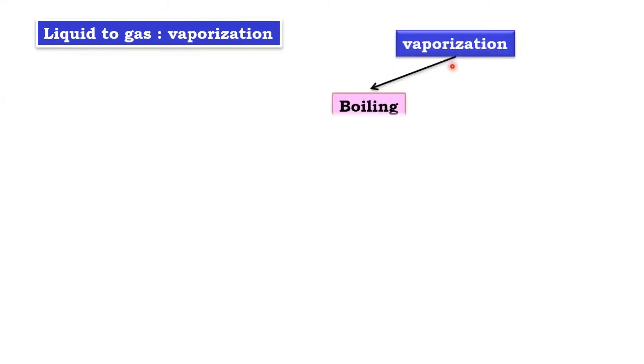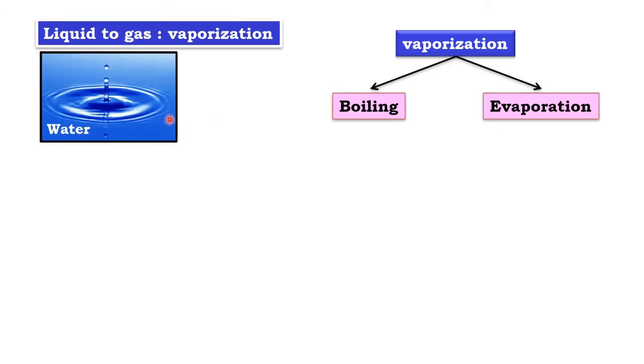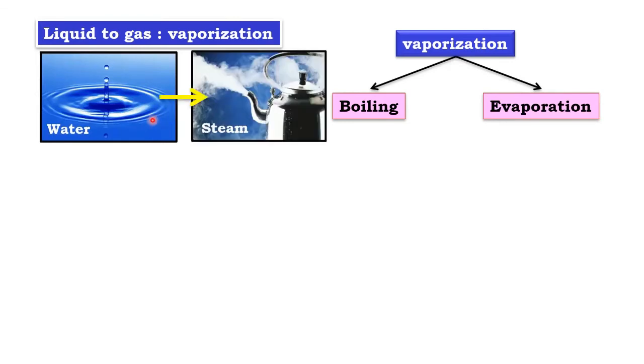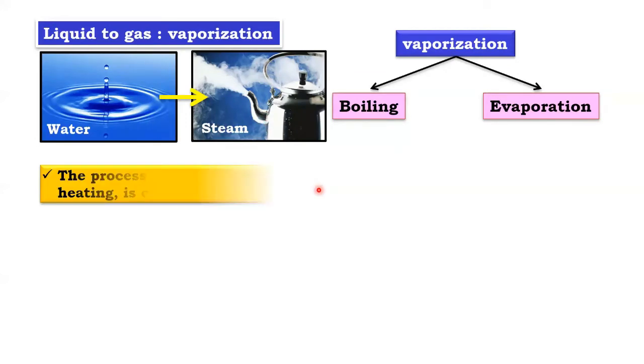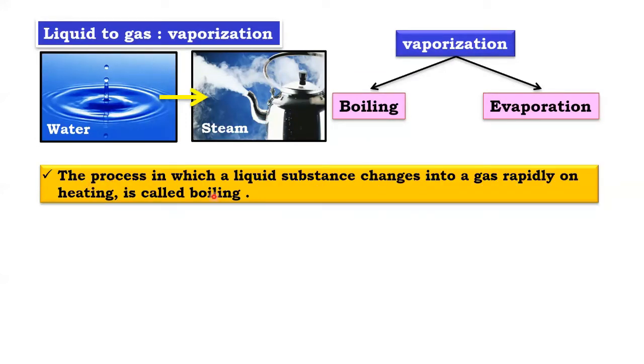Let's see. The next process is liquid to gas, and the process is called vaporization. Let's see what vaporization is. Vaporization can be done by boiling or by evaporation. Let's take the example of water. Water can be converted into steam on application of heat energy, correct? The process in which a liquid substance changes into gas rapidly on heating is called boiling.